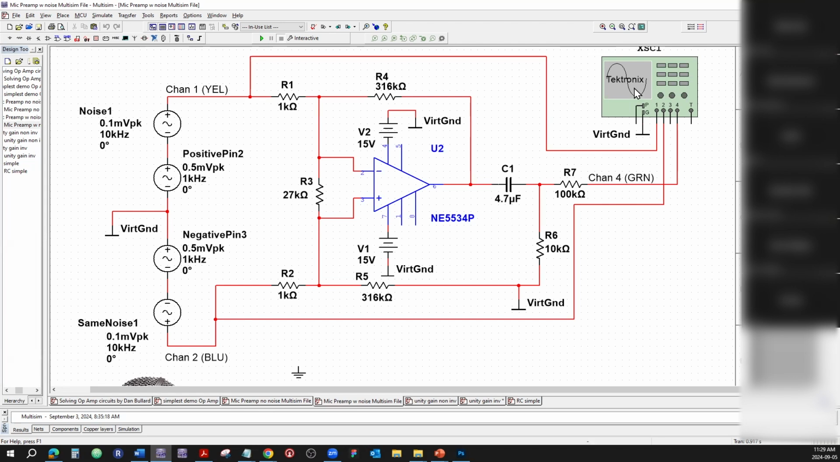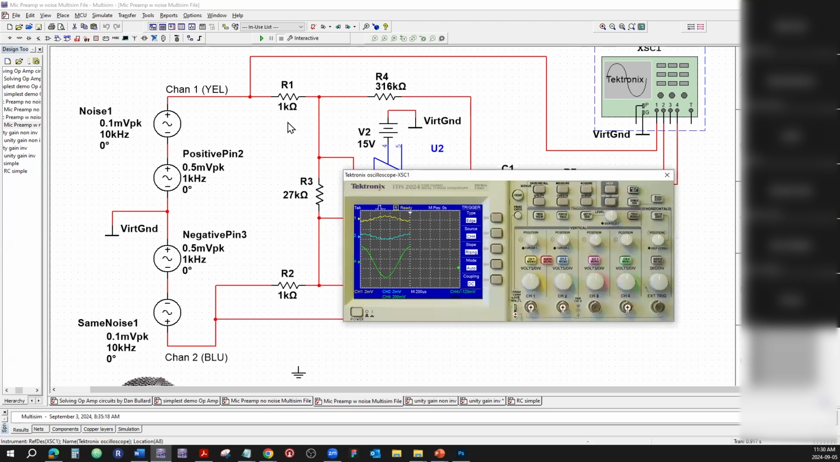So the noise, see those 2 signals right now, instead of being nice and clean, they are noisy. But the noise is in phase. In both terminals, the noise is in phase with each other. What do we have on the output? We have still a nice and clean signal.